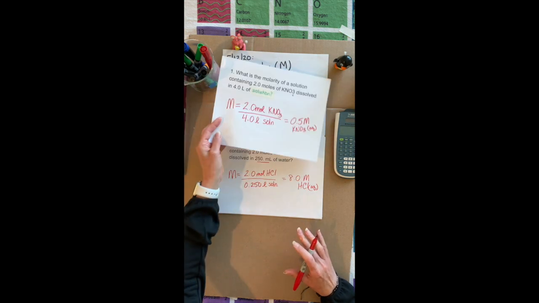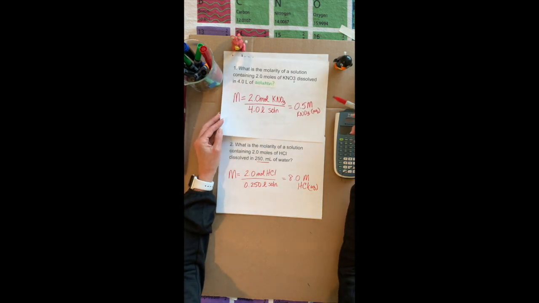And just to give a little look at these 2 examples, I have 0.5 molar potassium nitrate, and here's an 8 molar solution of hydrochloric acid. This is a lot more concentrated. This is a lot more dilute if we compared those 2 solutions.